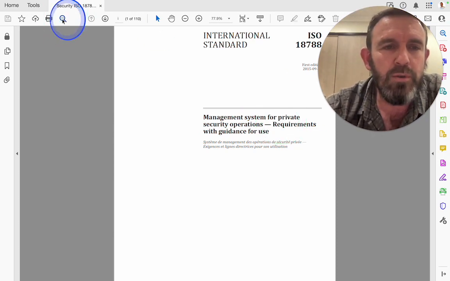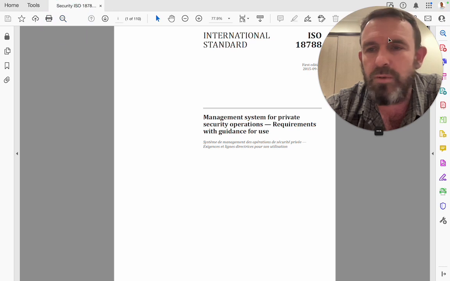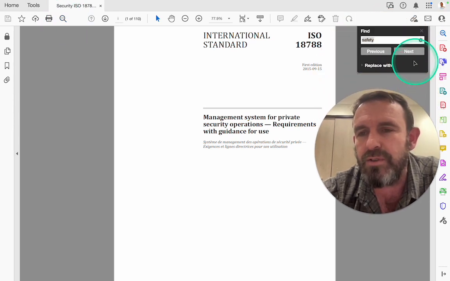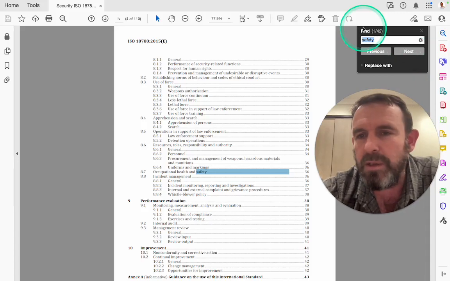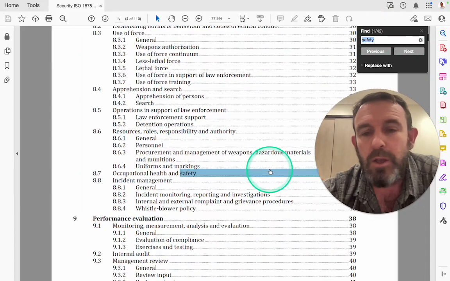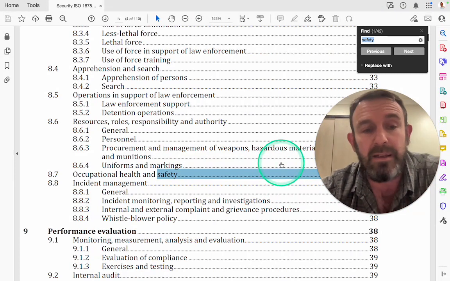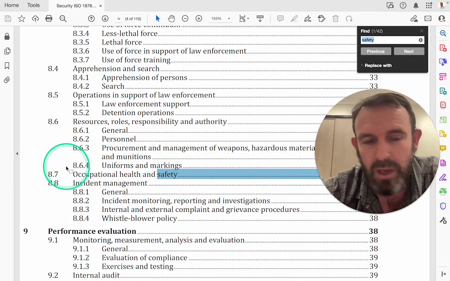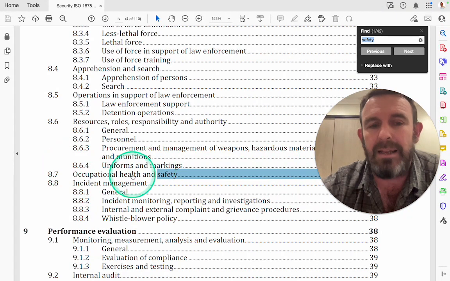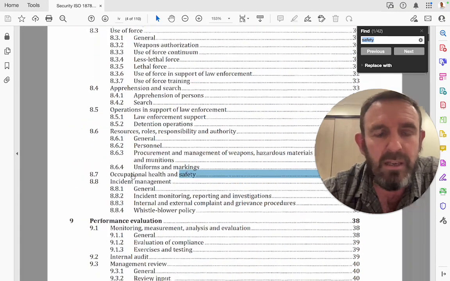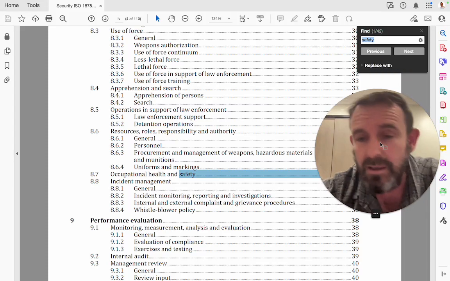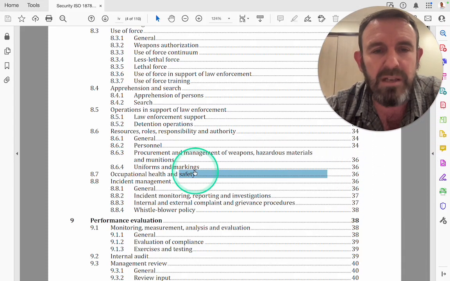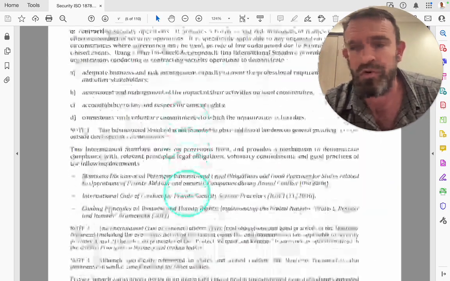But what I'm going to do is a quick search for safety. How many times is safety mentioned within this document? We can see 42 times. So whilst this is a security standard, and it has its own clause, 8.7, for occupational health and safety, safety appears 42 times. So the standard itself is very heavily based on safety. That's the first thing I want to talk about, and I'll just mention it, because it's only a short video.